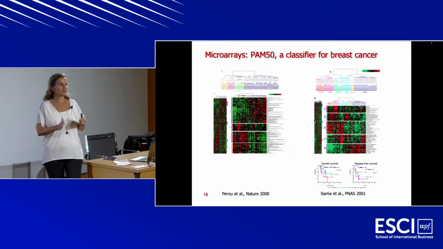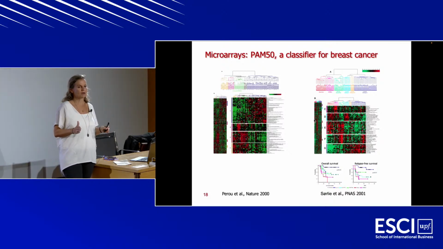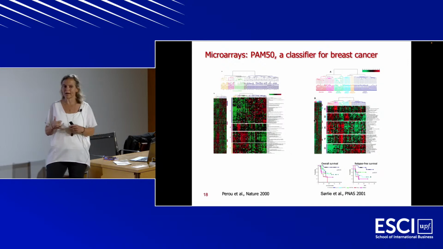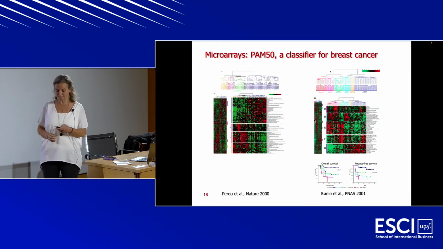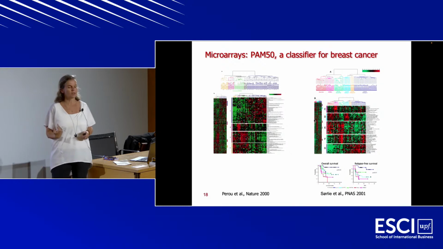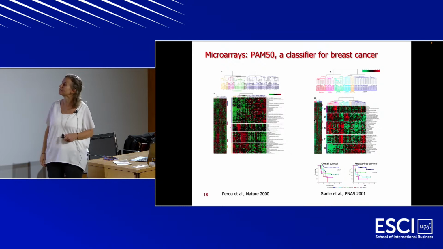So they managed to distinguish, by using microarrays, different types of breast cancer, and this is very much used in the clinic nowadays. Now we use other technologies to obtain these different types of breast cancer, but still this is the origin of the PAM50 classifier.